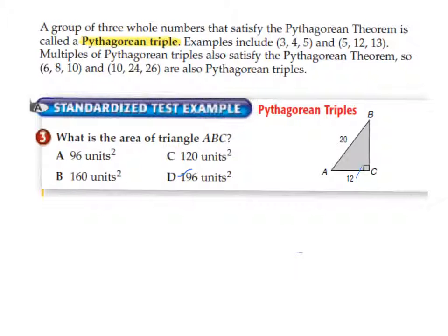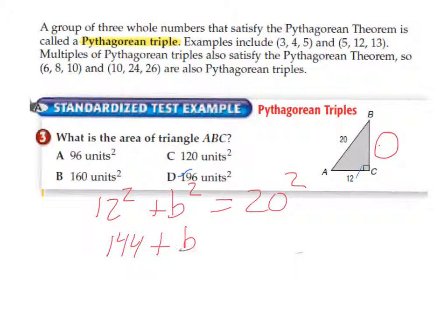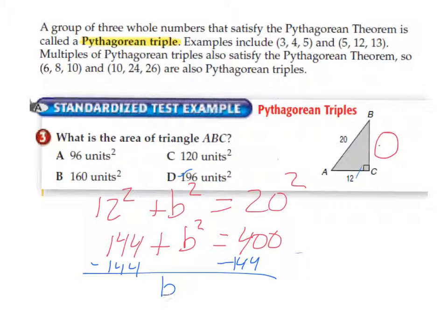If I were asked a question like this one that we're given, what is the area of triangle ABC? I don't know the side right here. But because it is a right triangle, we could solve it by going 12 to the second plus b to the second equals 20 to the second. 12 to the second is 144. B to the second, we don't know, and we get 400. So we can go ahead and subtract 144, subtract 144, and you get b to the second is 256.